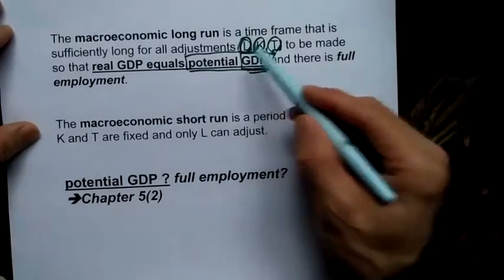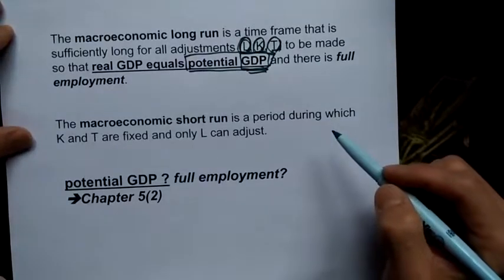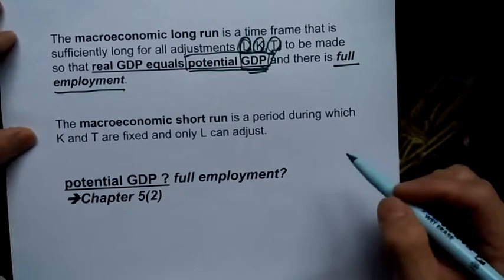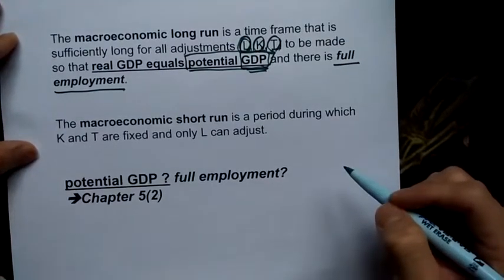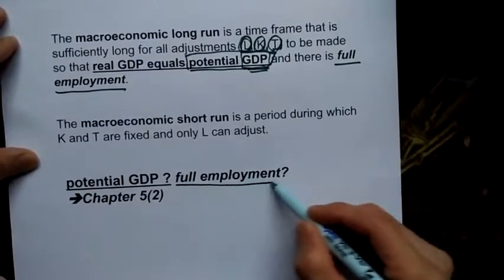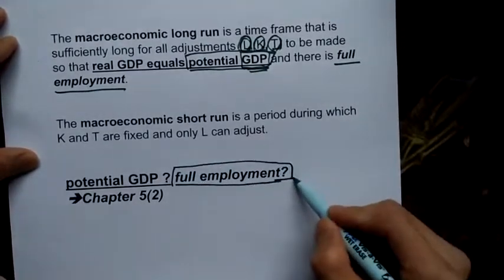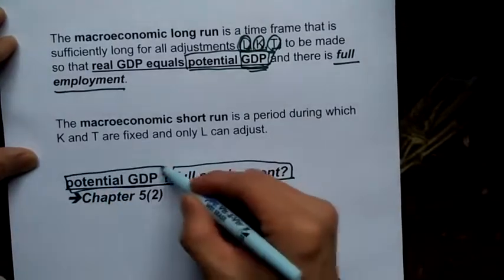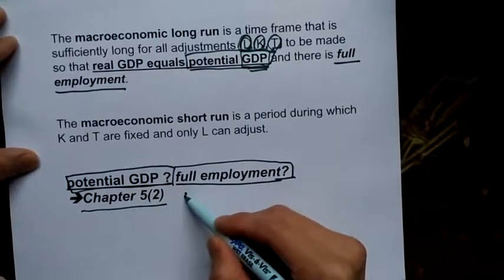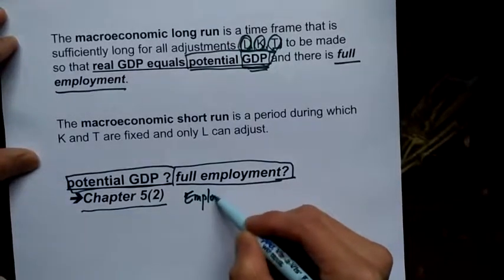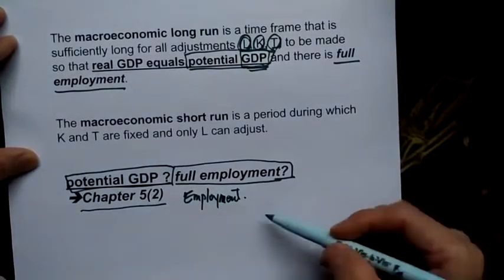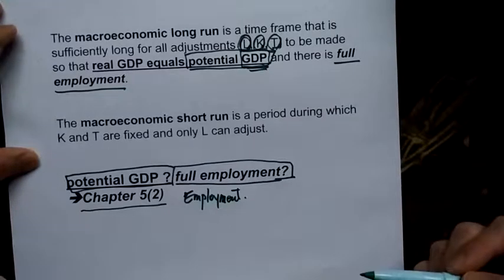And if labor is adjusted to its optimal level, then we call that the economy is under full employment. Full employment. And in order to understand the full employment and therefore potential GDP, we are now going to jump to chapter 5.2 to talk about employment. Then after chapter 5.2, we'll come back to aggregate supply curves.